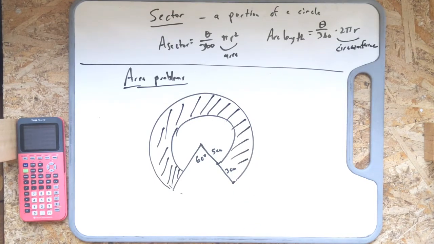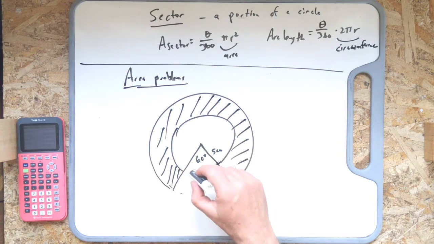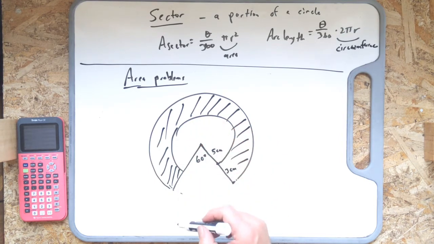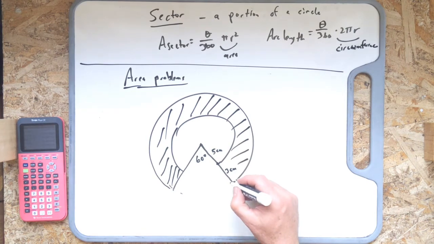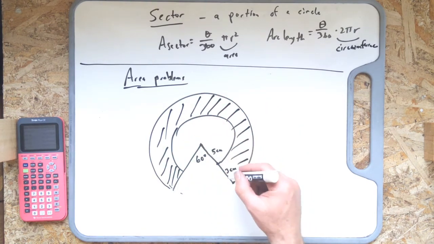Okay, so what do we do? First of all, it's got both the idea of the sector area in it, because we're not taking the whole circle, and it's got the idea of a subtraction in it, because we are taking out the middle part from a total. So there's a couple ways you can think about this. I'm actually going to calculate the outer sector, assuming this is filled in, and then subtract the inner one.